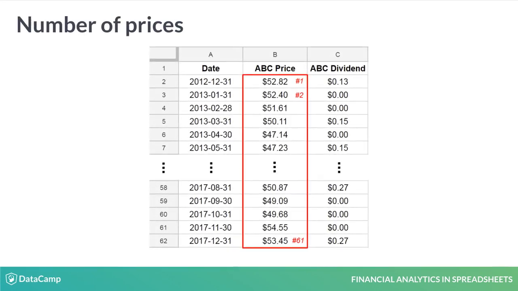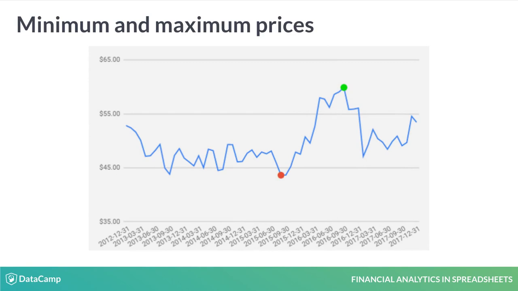First, you can look at the number of prices included in the series. The number of past observations on which you are doing your computations is important, as more data leads to more accurate results. Next, you can focus on the extreme values reached by the price during that period. This means finding the minimum and maximum values. These indicators give you an idea about the price variation during the period under analysis.